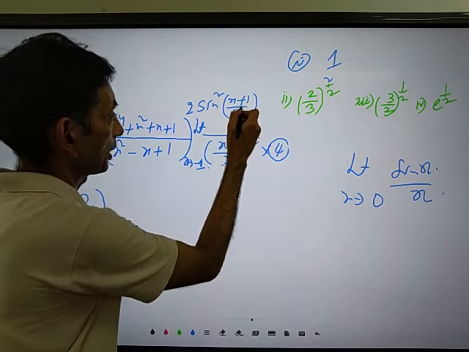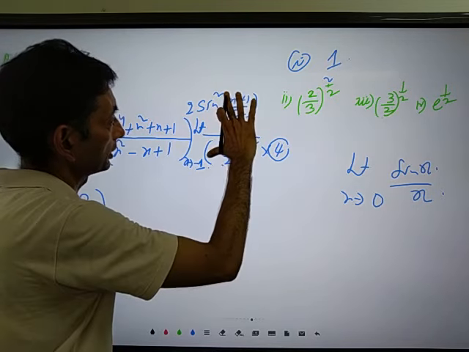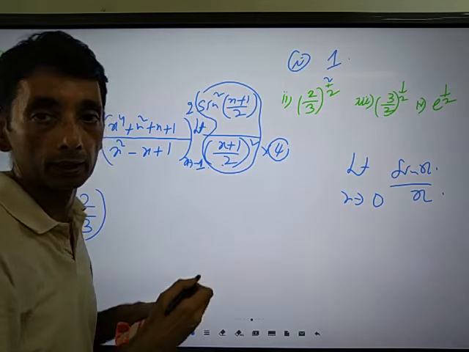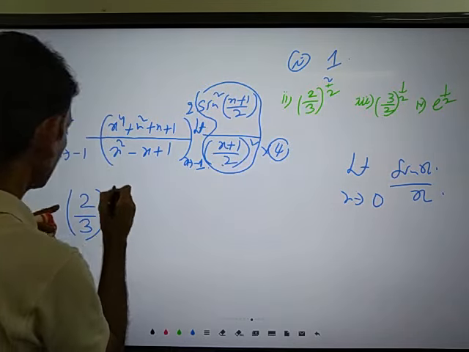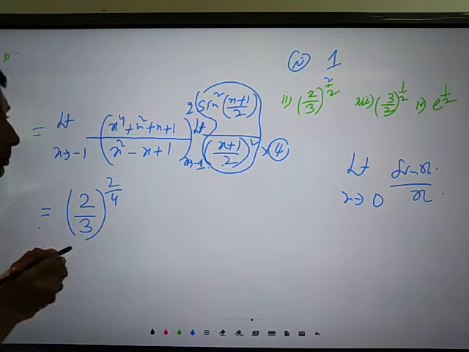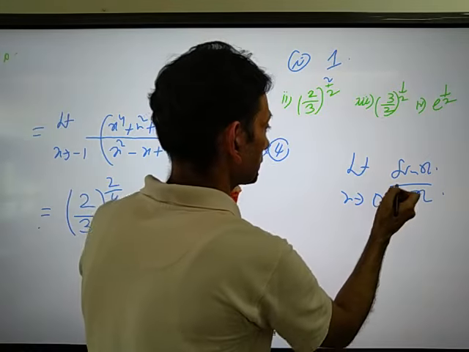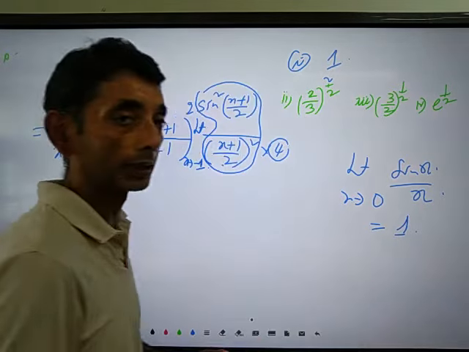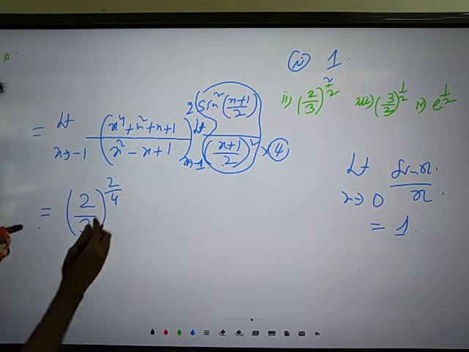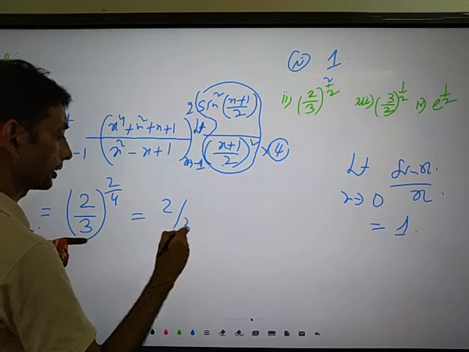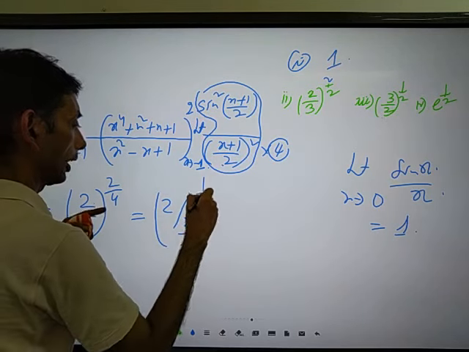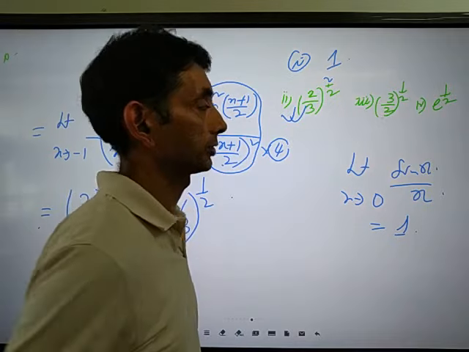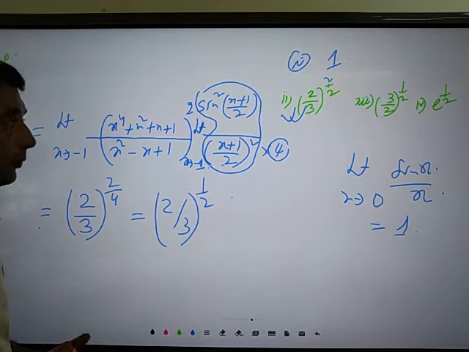So sin square x plus 1 by 2, x plus 1 by 2 whole square. This expression will give you 1. Right? This is 1, and what is left out? What is left out is 2 by 4, because limit x approaches 0, sin x by x equals 1. This is 1, so 2 by 4. So it is equal to 2 by 3 to the power half. So this is the correct option.